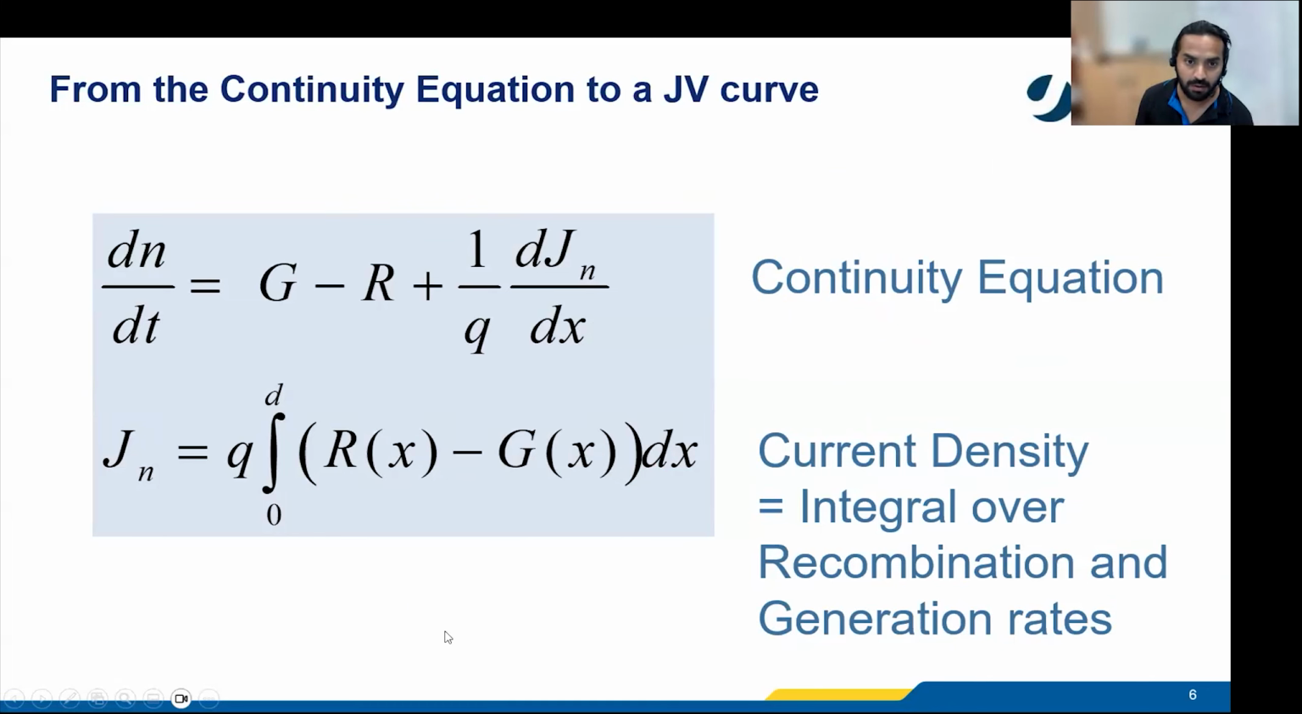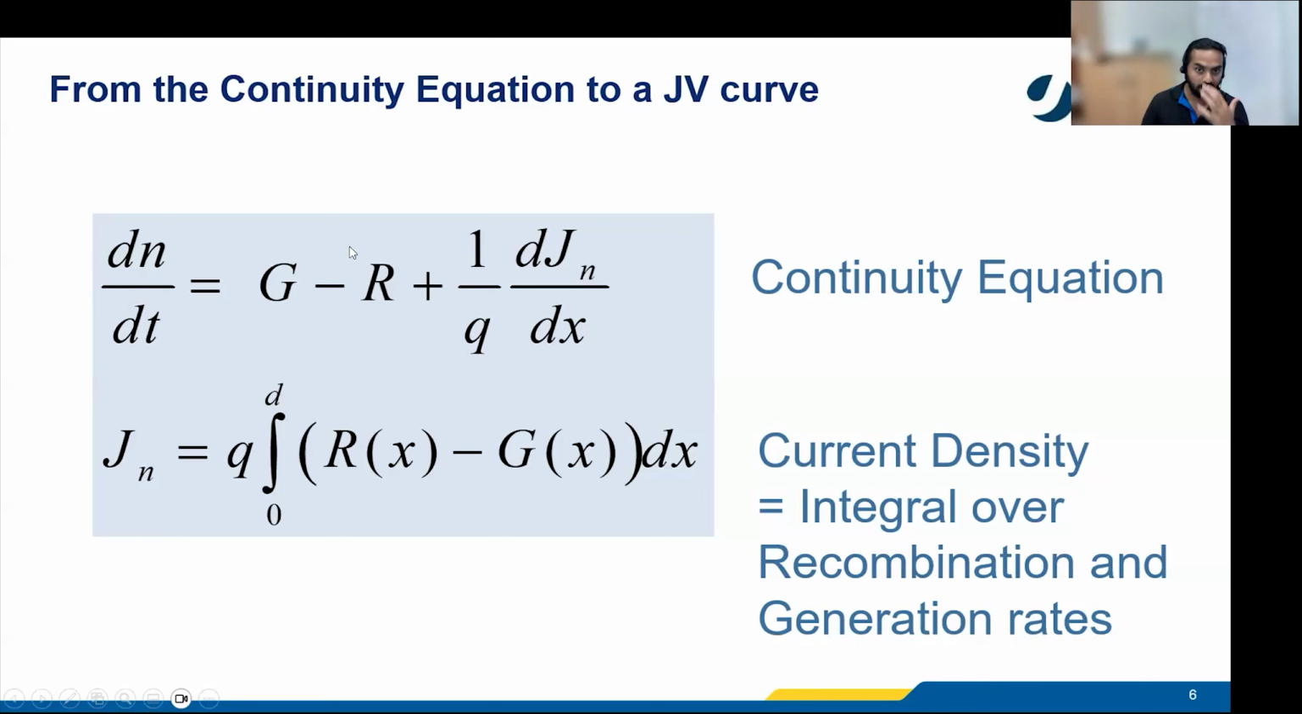Okay, so now how do we model this? We start from a very basic situation. As I said, this is semi-classical macroscopic modeling, and we stick to one dimension. So then you have the simple situation of the continuity equation here. And it's essentially just balancing the different fluxes in the solar cell.